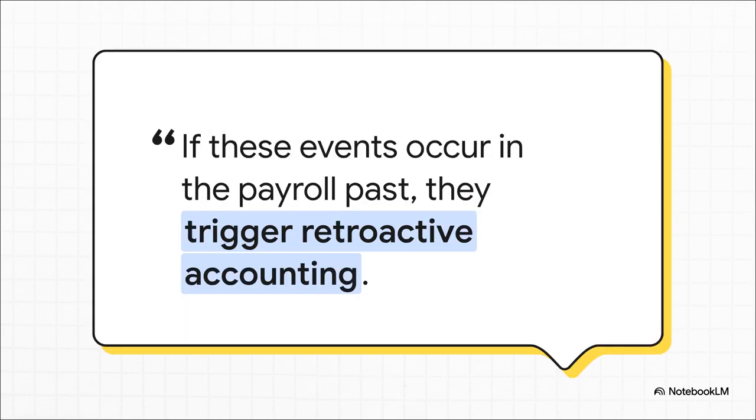Well, this is where a really powerful feature called retroactive accounting comes in. Just like it says here, anytime a change is made that affects a past payroll period, it automatically triggers this process. The system literally goes back in time, recalculates what should have been paid, finds the difference, and then adds or subtracts that amount on the current paycheck. It's how the system ensures you're always paid accurately, even when the data's late.